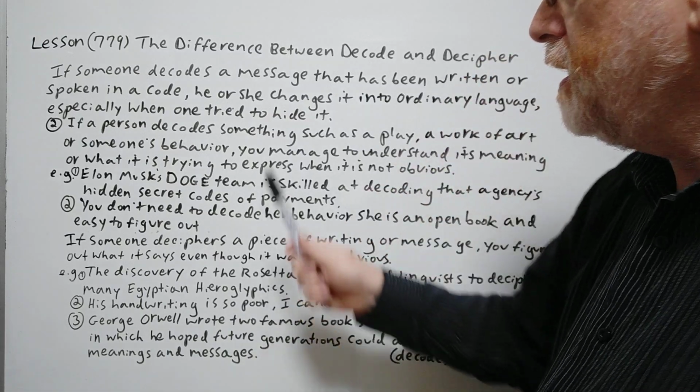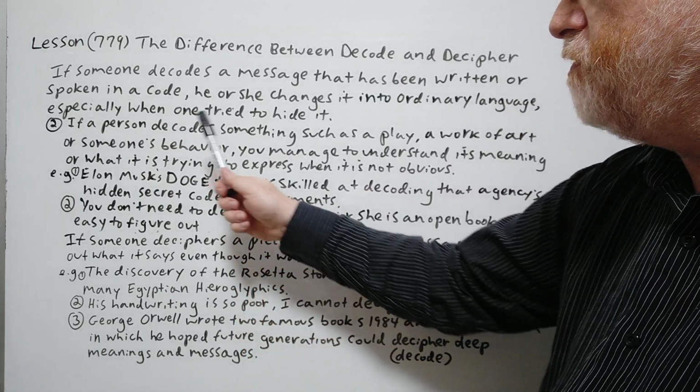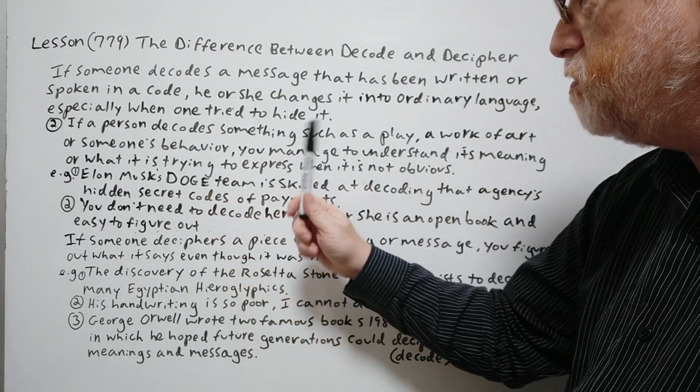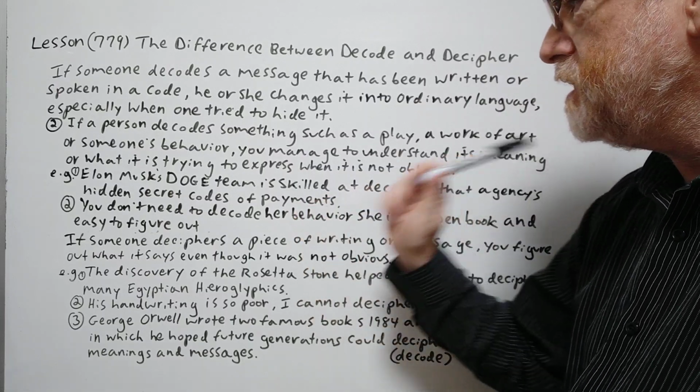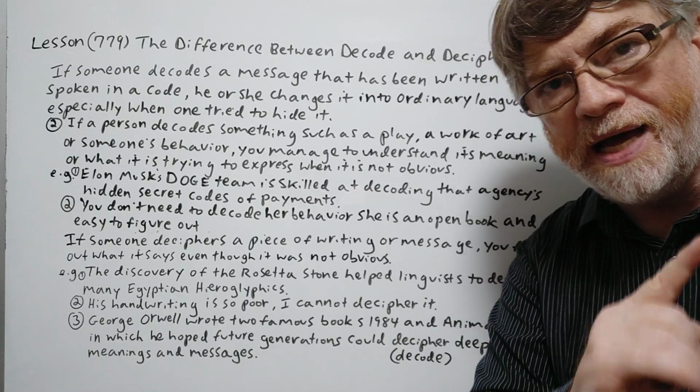All right. Now, the second use is where there could be a little crossover. If a person decodes something such as a play or a work of art or someone's behavior, you manage to understand its meaning or what it is trying to express when it is not obvious.